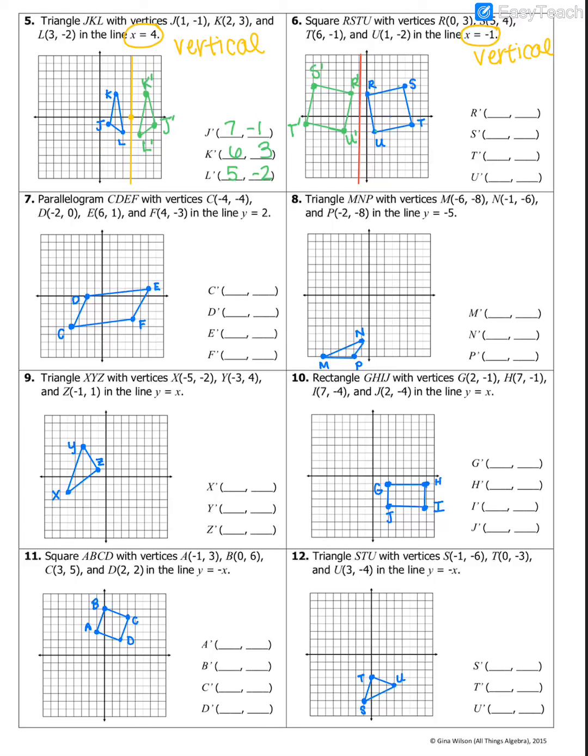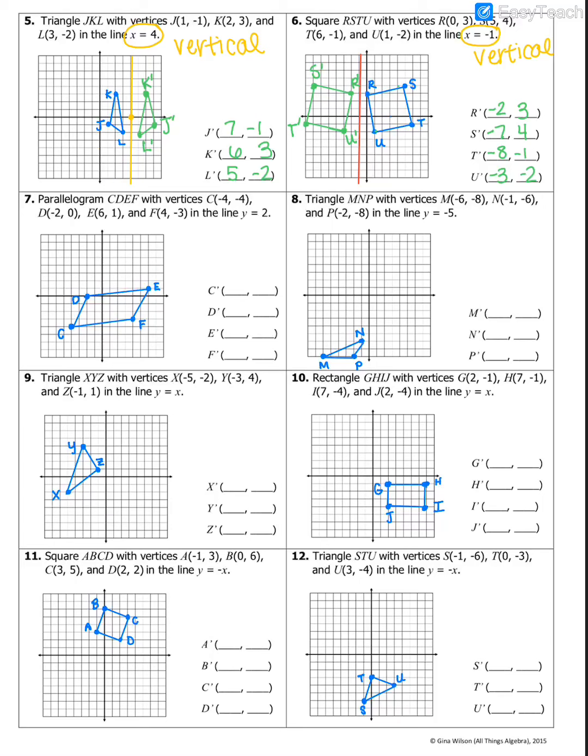Okay, so R prime is negative 2, 3. S prime is negative 7, 4. T prime is negative 8, negative 1. U prime is negative 3, negative 2. All right, so to keep going, now we're going to look at some y equals lines. So these are going to be horizontal. And I'm going to use red again because I think that helps.